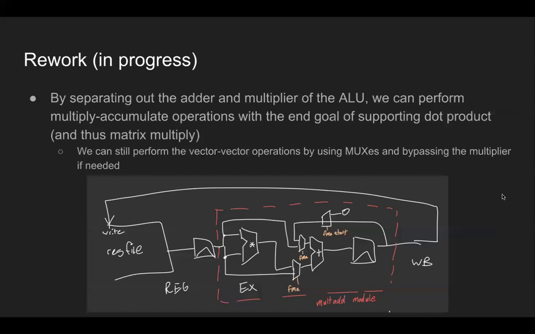And so our next step for the remaining week or two is going to be trying to support the dot product operation, which would then allow our accelerator to do matrix-matrix multiply. And so to do this, we're going to be splitting out the adder and multiplier of the ALU, so we can kind of accumulate in the second register. And then we're going to try to keep it somewhat of a similar structure and within the same cycle so that we can still support the vector operations that we had previously.